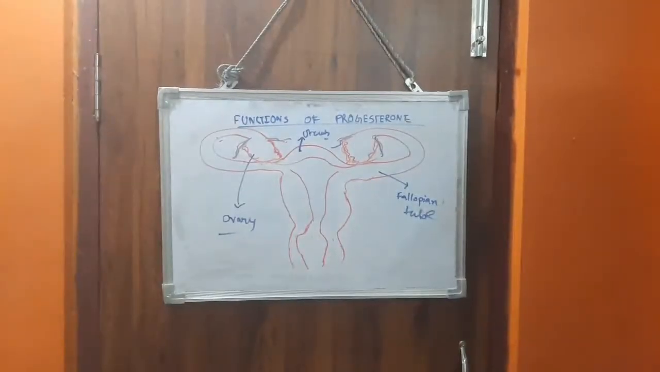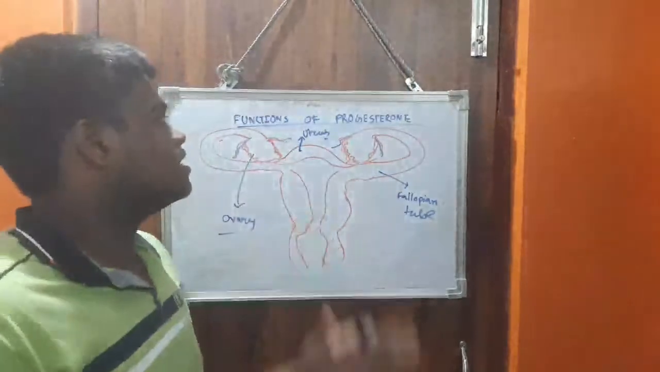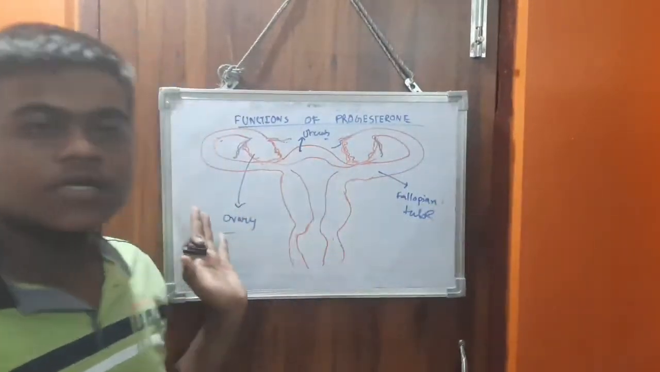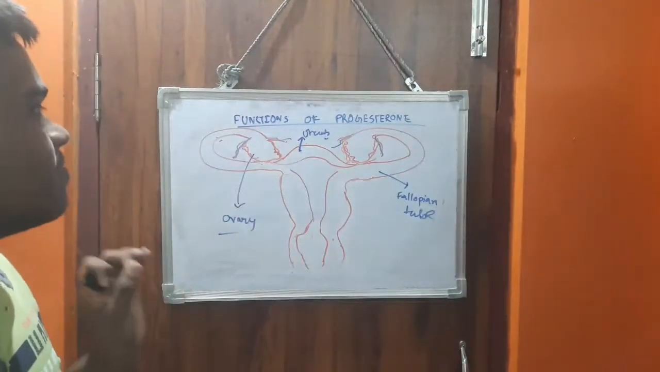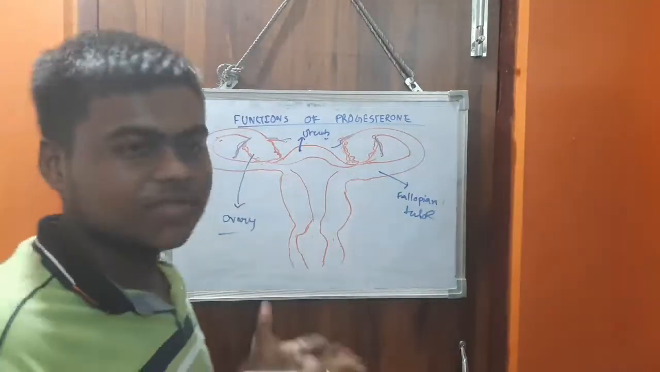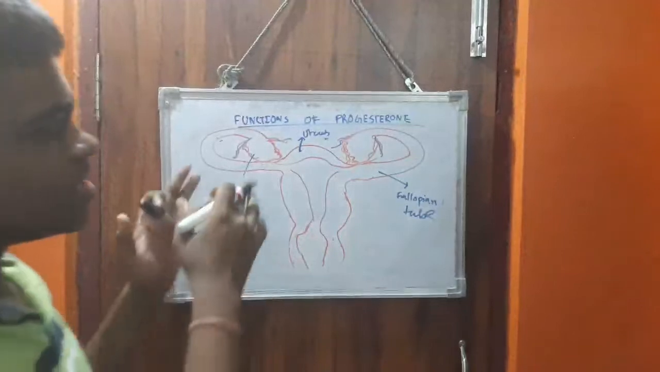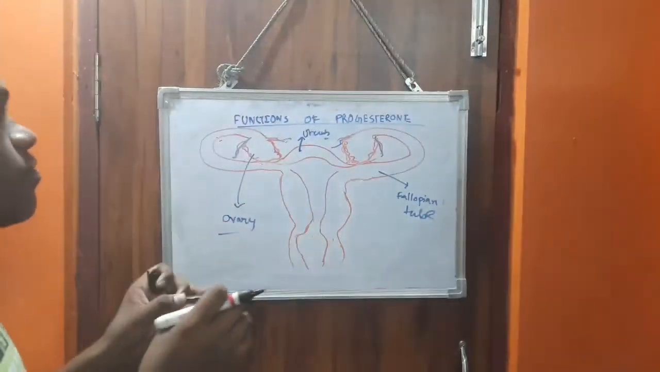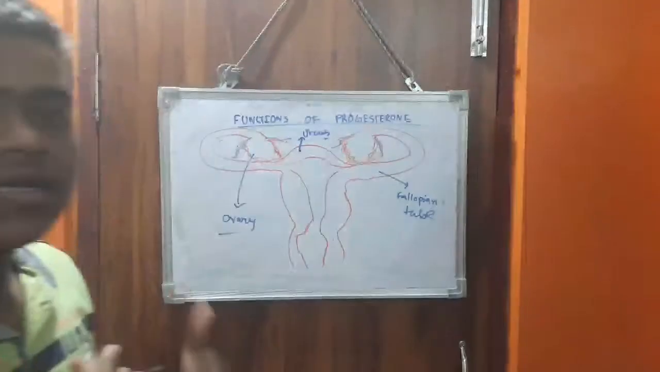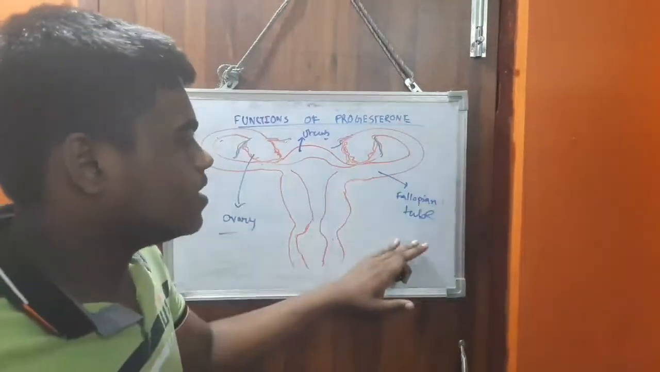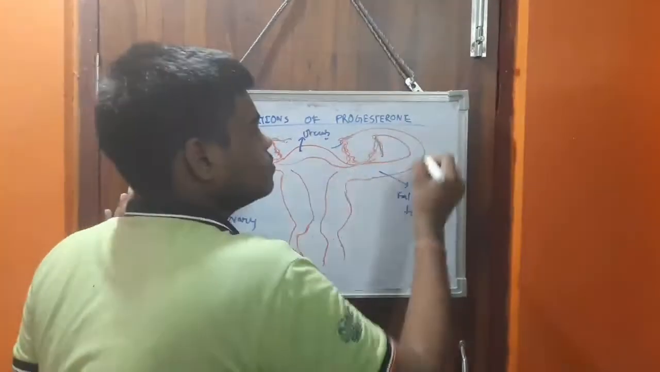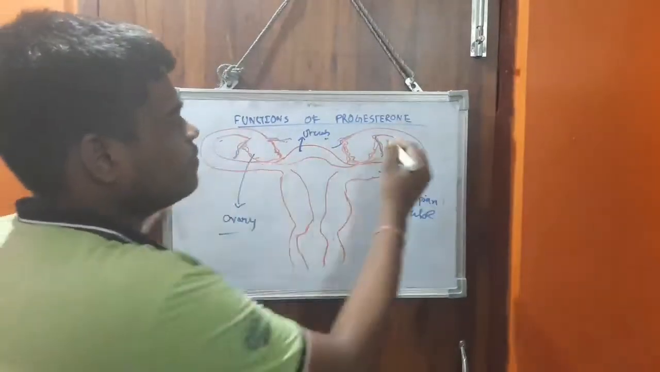So guys, have a look at the structure of the female reproductive system. It is a very bad drawing done by me, so don't focus on the drawing, just focus on my talk. This is called the fallopian tube, and this is called the fimbriae.